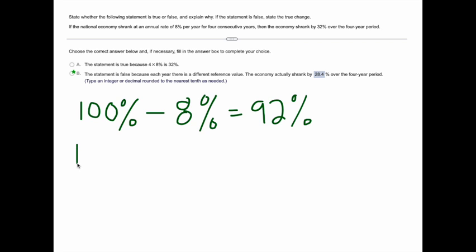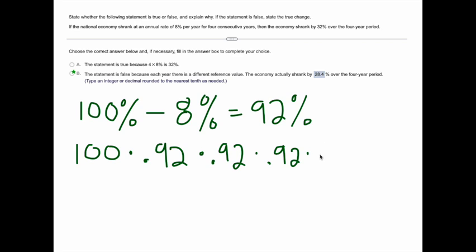All right, so if we start with 100, I like to use 100 because we're dealing with percents, but you can start off with whatever number you want. If you start with 100% and I take 92%, that means I'm finding the 8% decrease. So I'm going to take 92% of 100. That's for the first year. Then I have to multiply by 92% again, 0.92 for the second year, then for the third year, then for the fourth year.